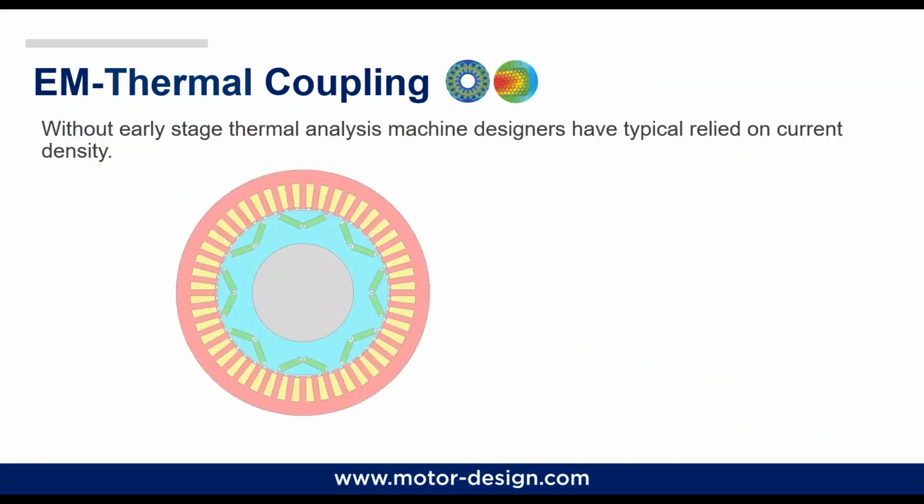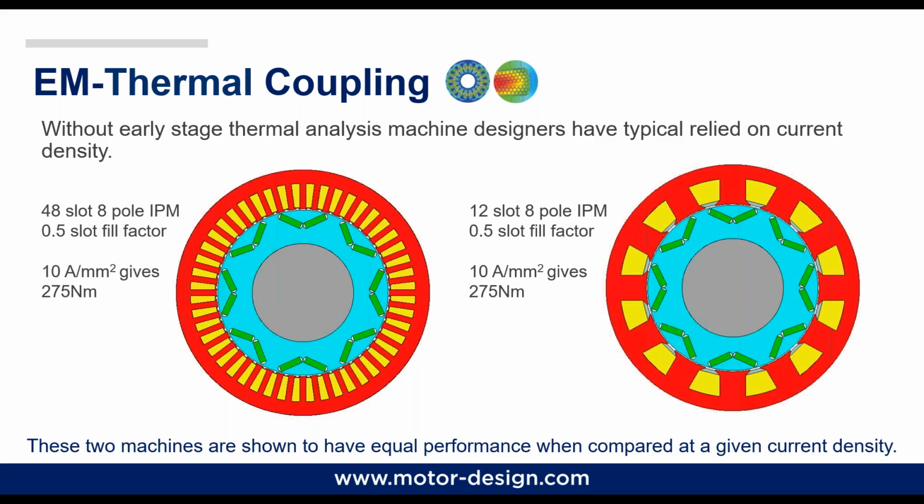So let's start with quite a simple example, starting to consider the coupling between the electromagnetic and the thermal modules. Without early stage thermal analysis, typically in design routines or optimization procedures, what we would do is rely on the current density. So we basically set a maximum current density value in the winding that, for example, here is considered as 10 amps per millimeter squared. And here we get exactly two designs.